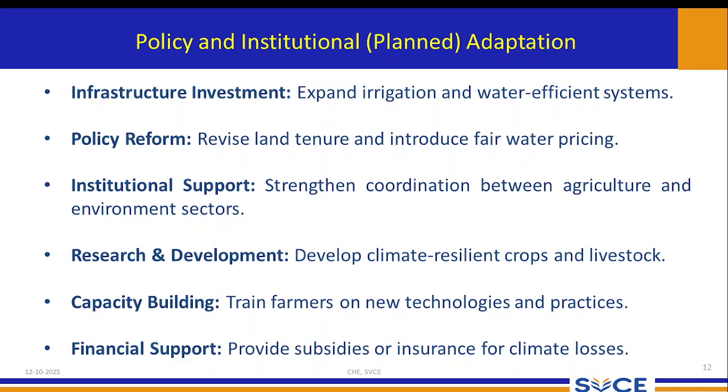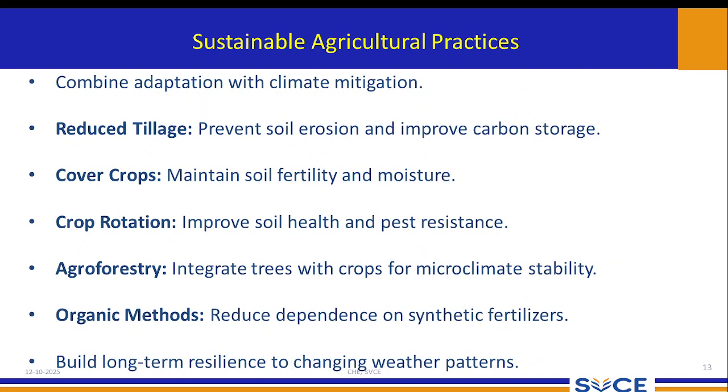Capacity building: train farmers on new technologies and practices. Financial support: provide subsidies on insurance for climate losses. Coming to sustainable agriculture practices: combine adaptation with climate mitigation through reduced tillage, cover crops, crop rotation, agroforestry, and organic methods. Reduce tillage to prevent soil erosion and improve carbon storage. Cover crops maintain soil fertility and moisture. Crop rotation improves soil health and pest resistance. Agroforestry integrates trees with crops for microclimate stability. Organic methods reduce dependence on synthetic fertilizers.